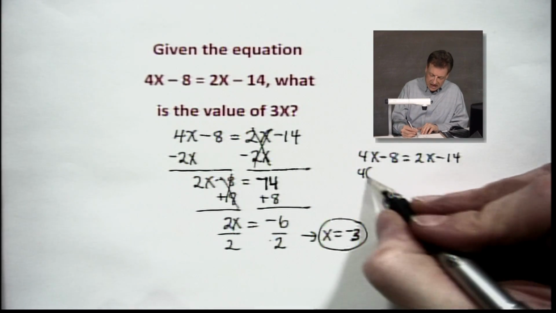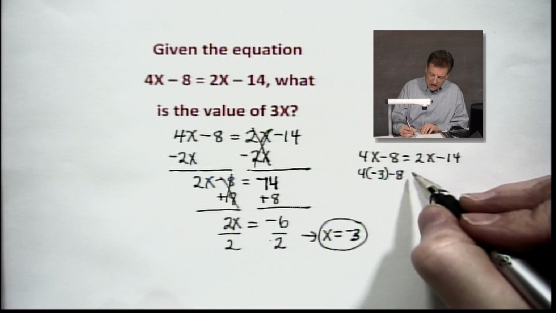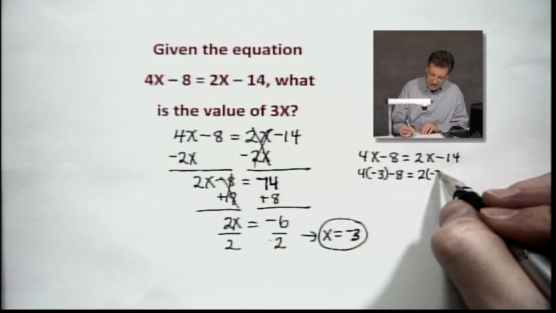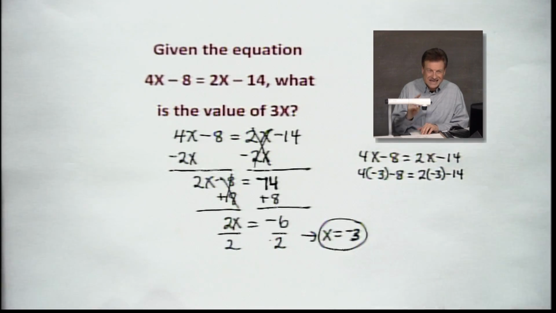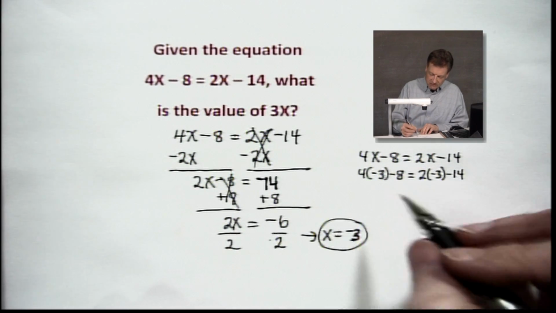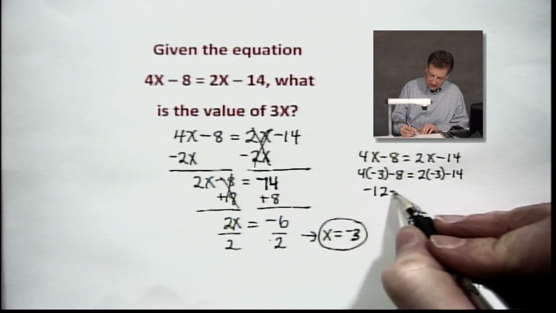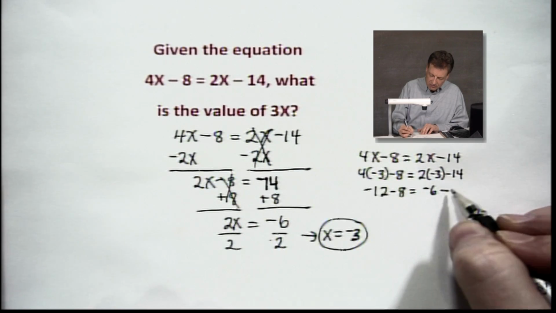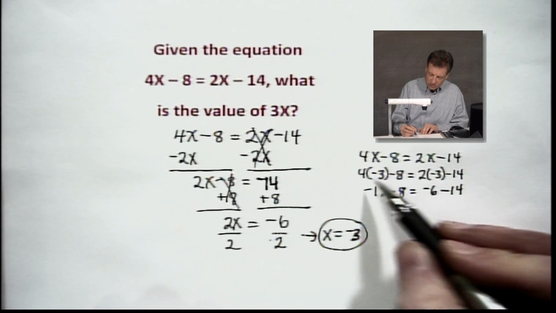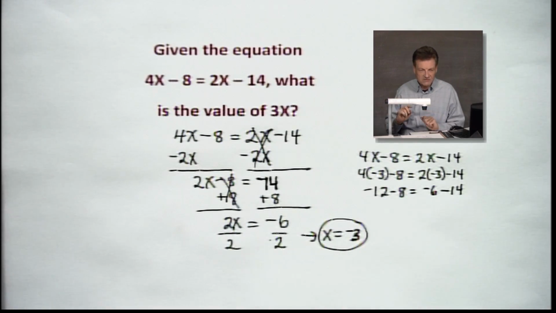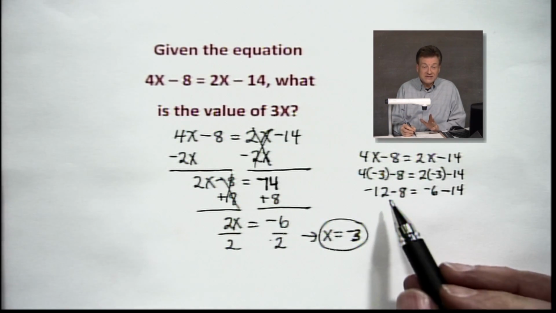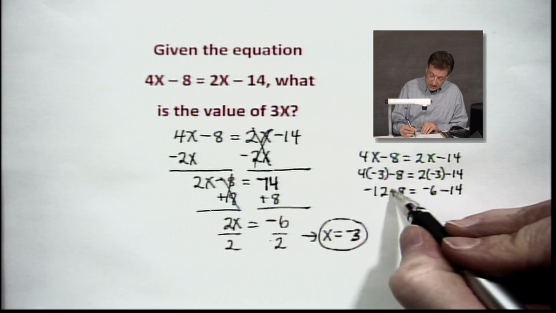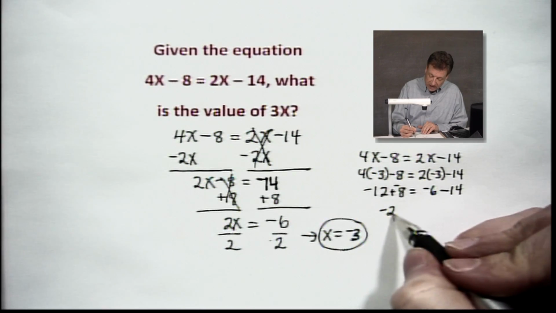So let's put a 4 times negative 3, subtract our 8. Over here we're going to say 2 times negative 3, subtract the 14, and I'm hoping y'all are figuring that already at home, that we are going to have a balance here. It's going to be a negative 12 minus 8 equaling negative 6 minus 14. Again, we do the multiplication, then we'll take care of the subtraction at the end. In this case, we're going to add the opposite, all right, to check. So it's going to be a negative 20 on the left.